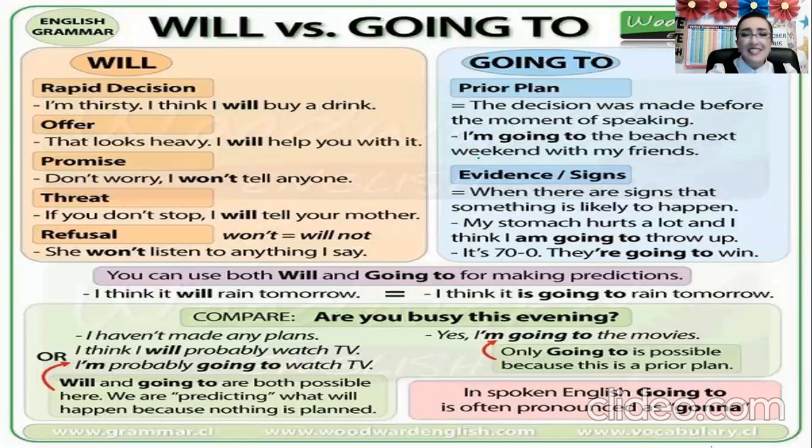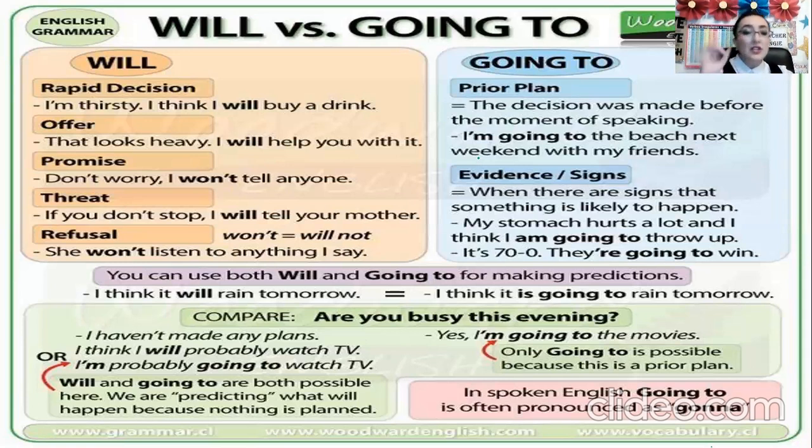You have the evidence. You have the signs in order to say we are going to. With will, it is different because will doesn't have the evidence or the signs. It is something more superficial, if I can say it in that way. Going to is the opposite because you are going to be having the evidence, the signs of something that is happening, or something that will be happening. That is the situation, okay?